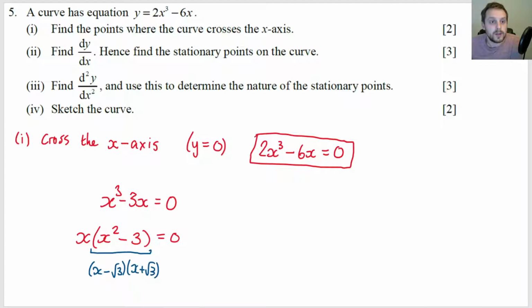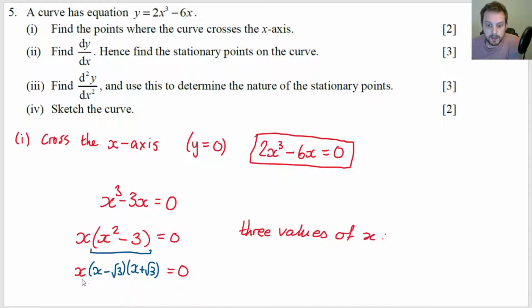So that's something to be mindful of, that back at GCSE you had the difference of 2 squares, and obviously it's nicer if that number being taken away is a square number, but it doesn't have to be. It can be take away anything, and it'll factor as x minus the root of that thing, x plus the root of that thing, and then this equals 0. So there are actually 3 values of x that satisfy this.